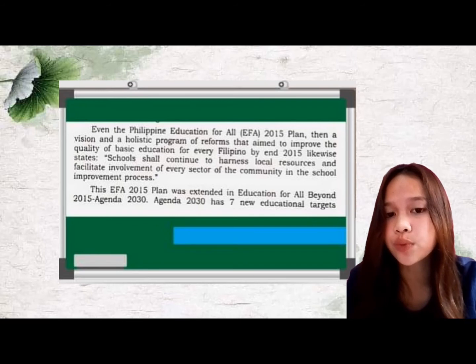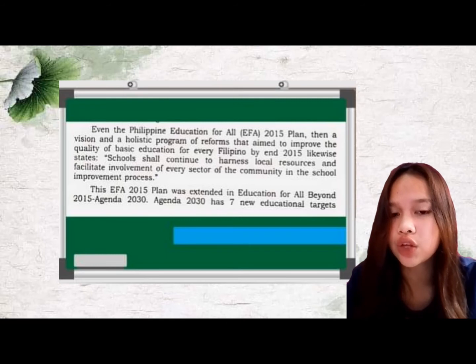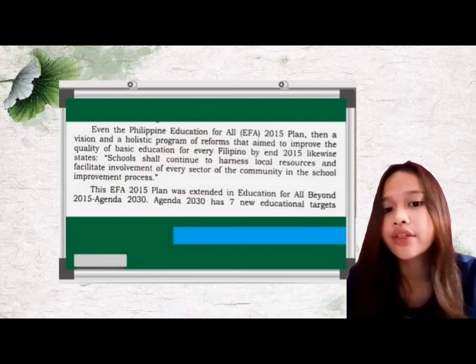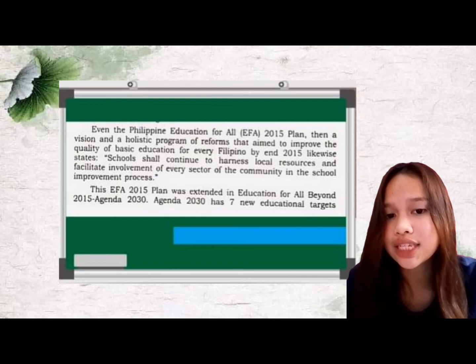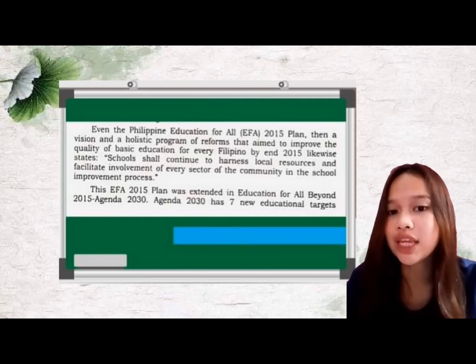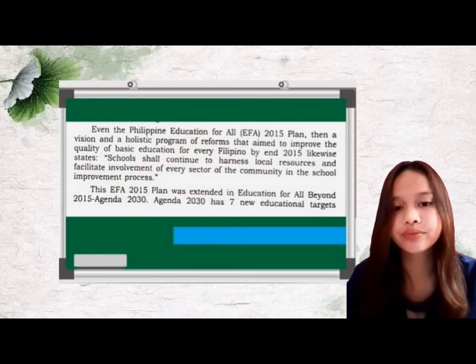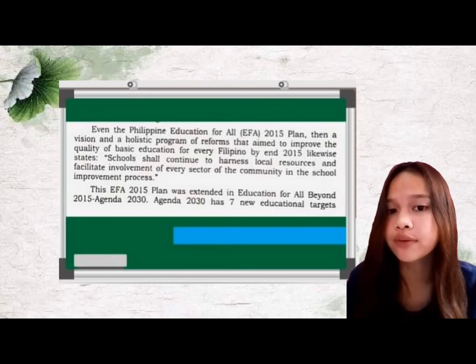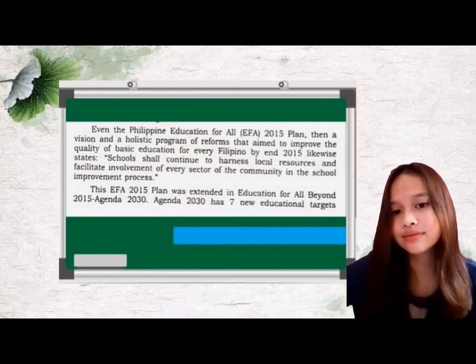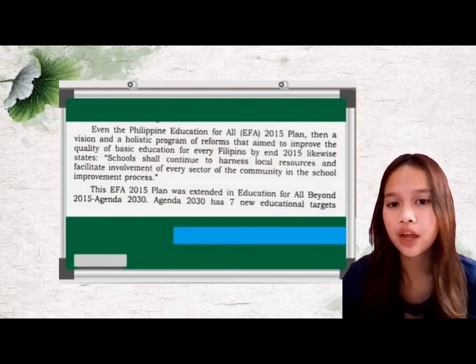These documents also support the school community partnership, stating that schools must continue to utilize local resources. This means that educators can seek support from the community for the enhancement of the school, as well as other amenities. Having or seeking approval from the community is not an issue because it is for the development of the school facilities for all the students. This EFA 2015 plan was extended in Education for All beyond 2015, Agenda 2030.